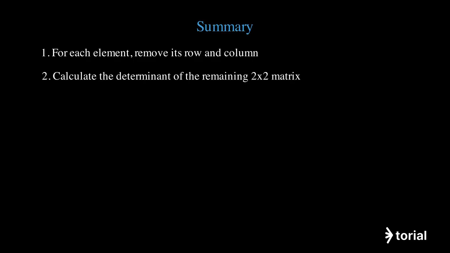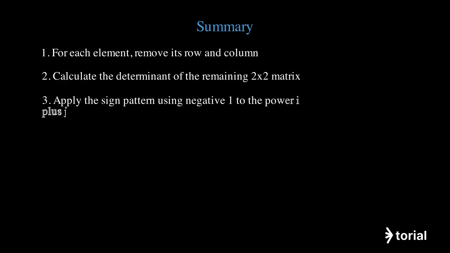Let's review the key steps for finding cofactors. Step 1. For each element, remove its corresponding row and column. Step 2. Calculate the determinant of the remaining 2 by 2 matrix. Step 3. Apply the checkerboard sign pattern based on the position. Step 4. Arrange all cofactors to form the complete cofactor matrix.